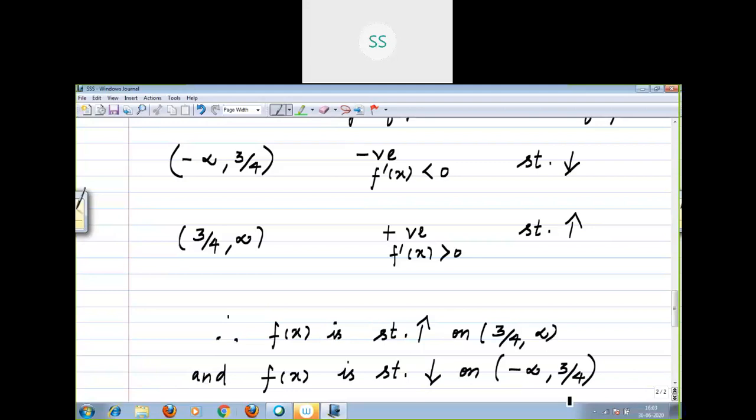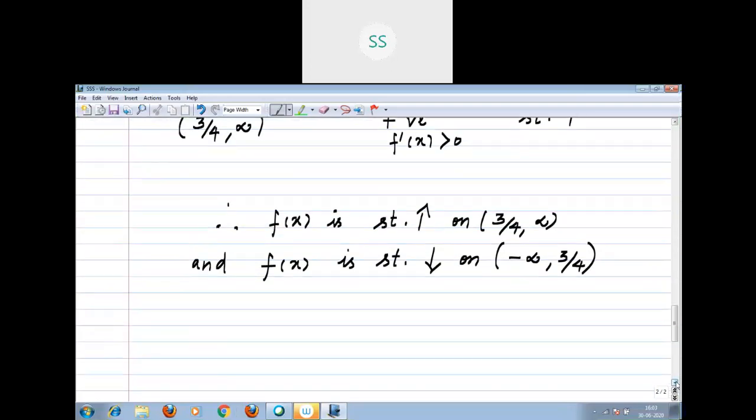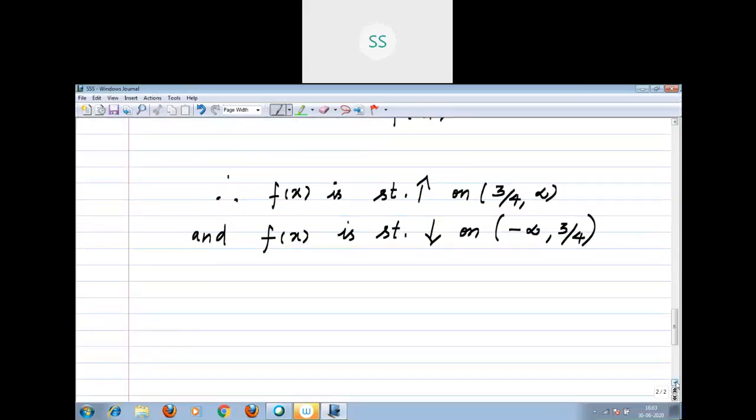I showed an example of how it is increasing or decreasing. For your understanding, there is no necessity to write this. For example, I said for minus infinity to 3 by 4 you can assign any value.